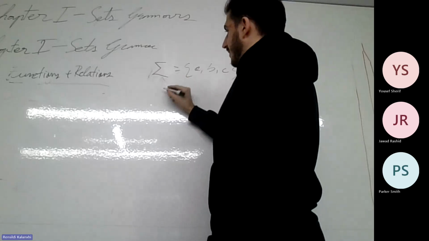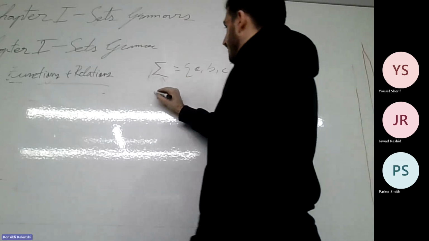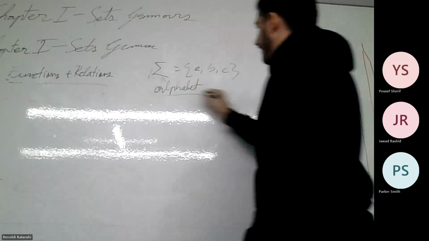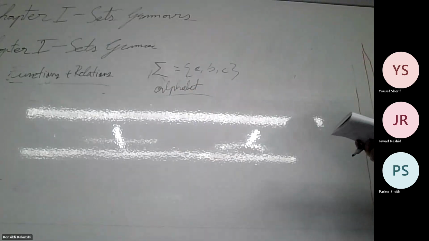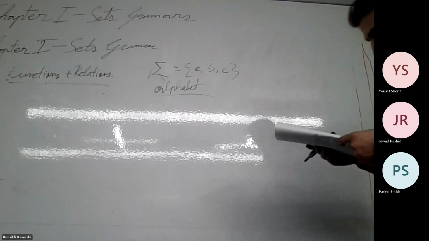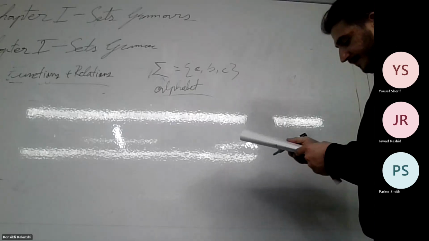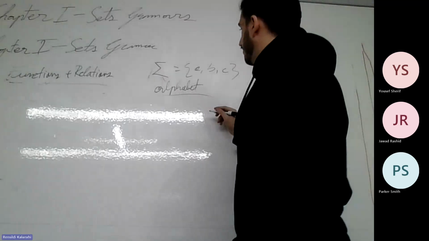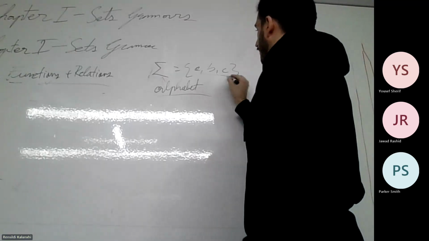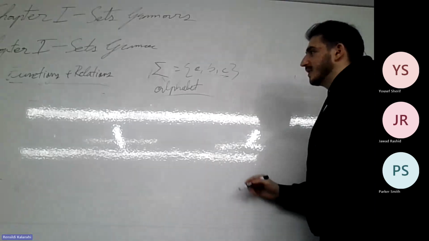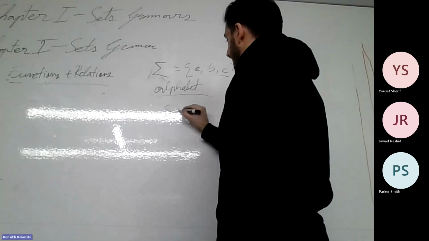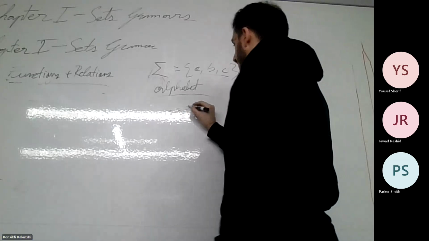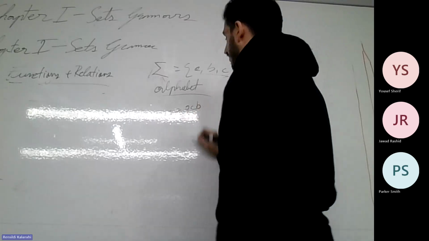So this is an alphabet. And the string could be anything that's inside the alphabet. So string S, let's say, or little s, can be A, C, B, or A, B, C.